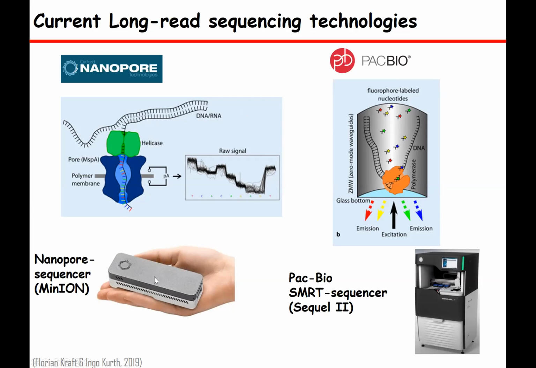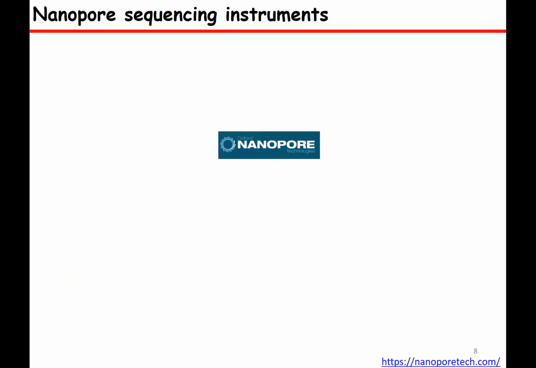There's a famous sequencer, the MinION, which is very affordable to everyone, costing less than $1,000. In another case, the PacBio, which costs about $500,000, is really expensive. So researchers can affordably develop their sequencing setup in their own lab.